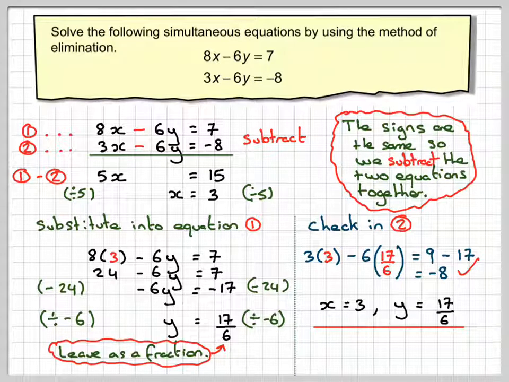So that's been a video to show you how to use the method of elimination when perhaps the signs are the same and doing a subtraction.